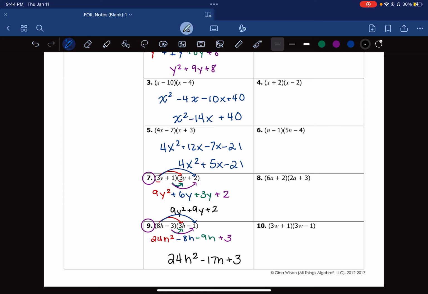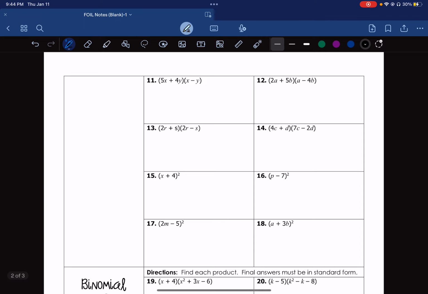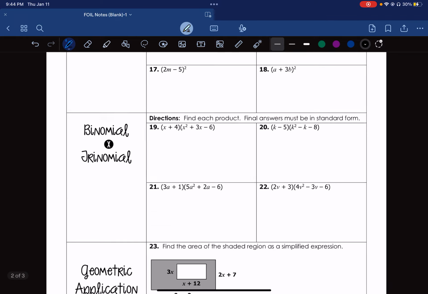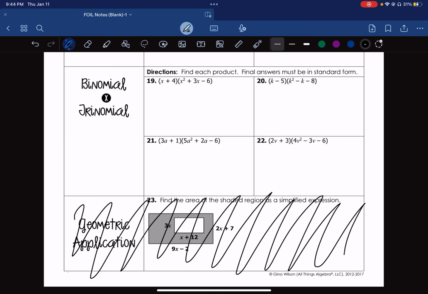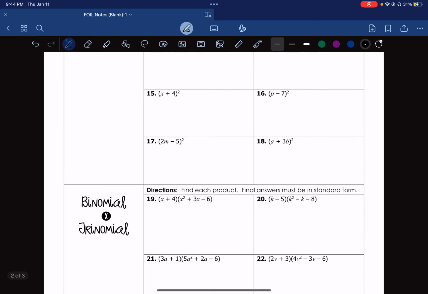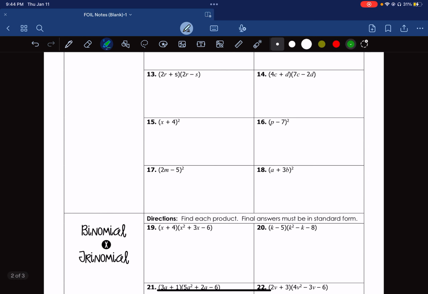Now, if everyone could flip to the next page, I just want to talk about 2 more problems here before we talk about binomials times trinomials. We're going to ignore the geometric application part at the bottom of this page. Completely don't need it. We're not even going to talk about it, okay? Now, we want to look specifically at 15 and 17 here, all right? These are super important for me to talk about with you guys, all right? 16 and 18 also fall into this category.